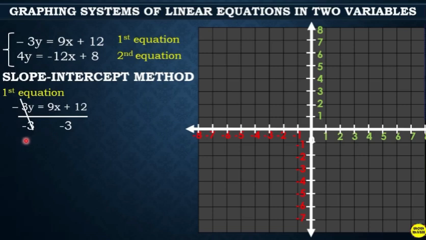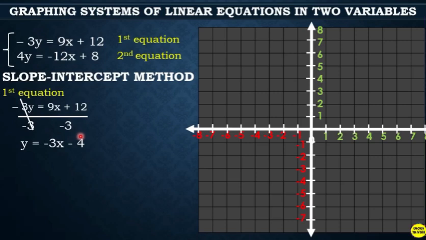So, we now have y is equal to 9 divided by negative 3, that is negative 3. And then copy x. And then 12 divided by negative 3, that is negative 4. Negative kasi positive negative yan. Magkaiba tayo ng sign. So 12 divided by negative 3, that is negative 4.